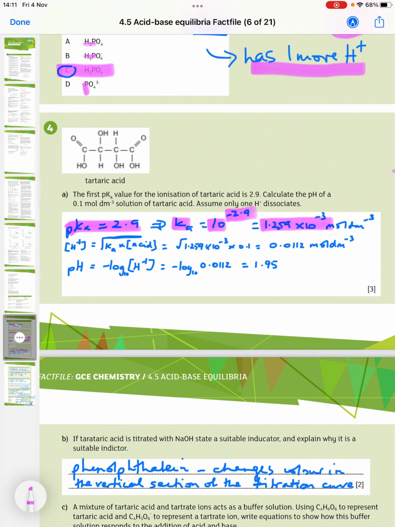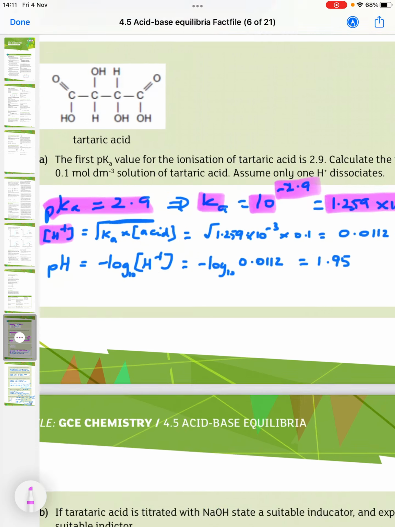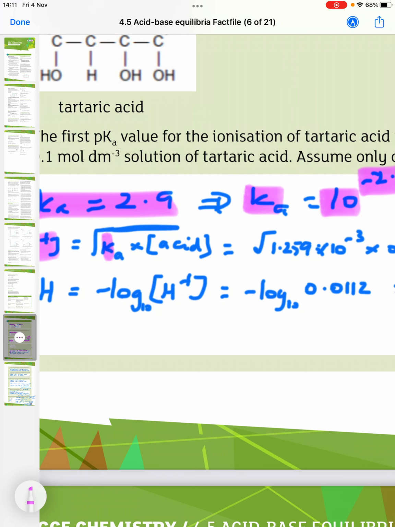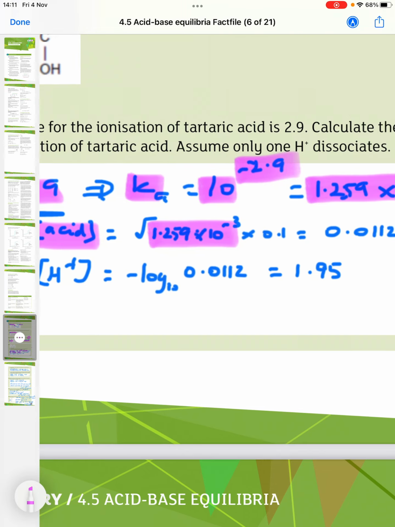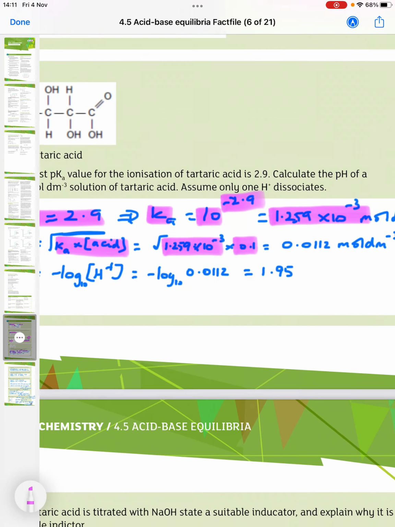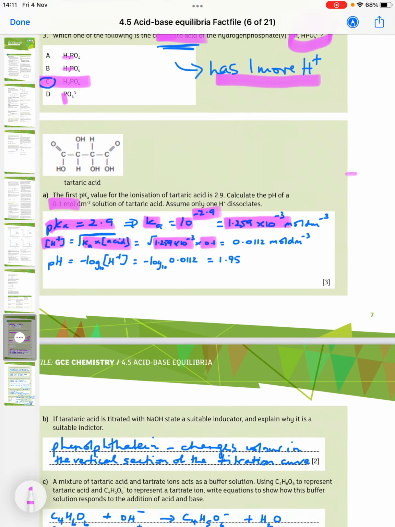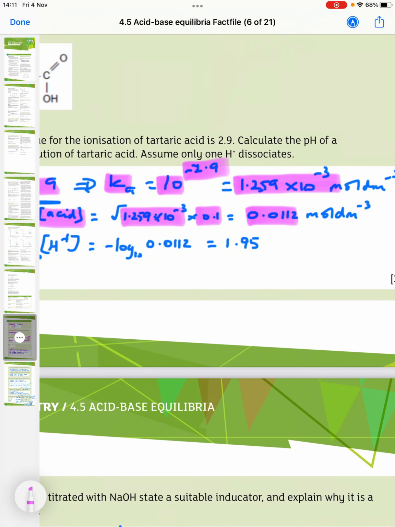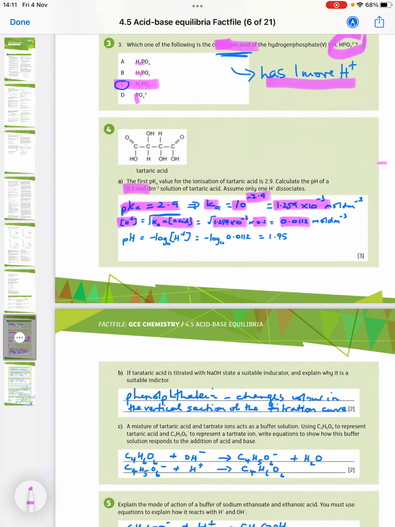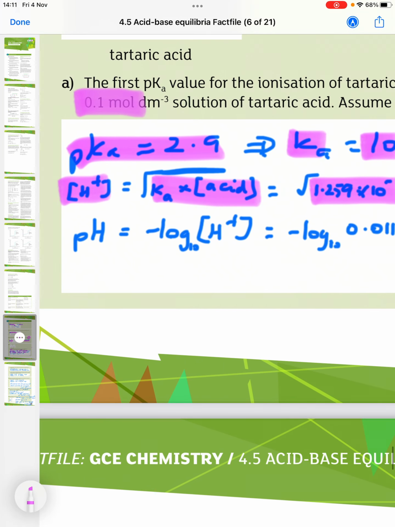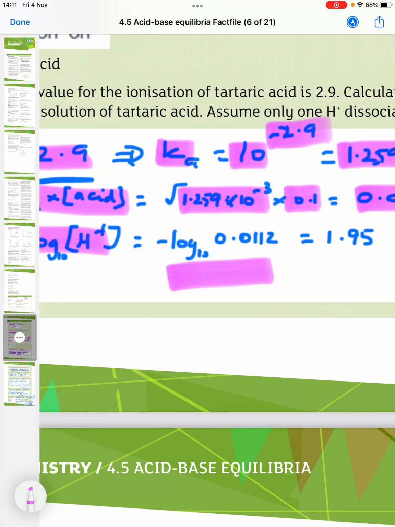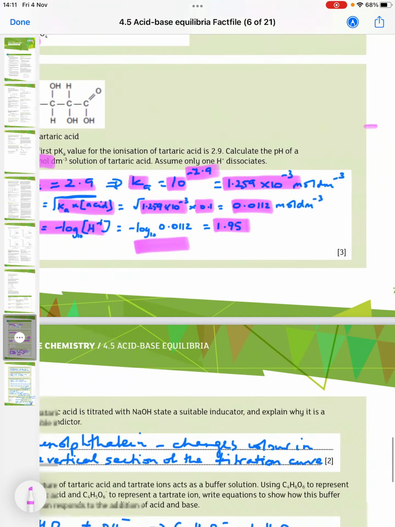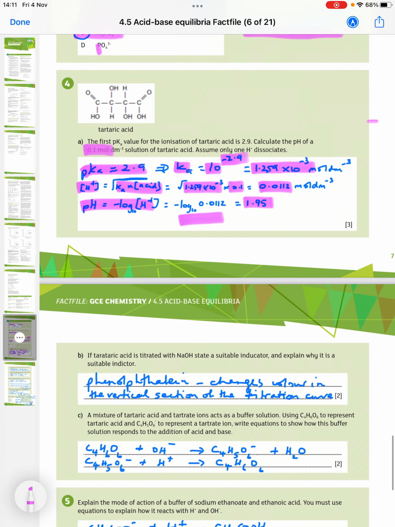Well, that's Ka. And then the hydrogen ion concentration we can work out from the square root of Ka times the concentration of the acid. So we plug those in. We've got 1.259 by 10 to the minus 3, which we found in the last step, times 0.1, which is here in the information that you're given, and that gives 0.0112 mole per dm cubed. And then we plug that into pH is the negative log of the hydrogen ion concentration. So negative log of 0.0112, which gives us 1.95. Quite a bit there of calculation, but it's worth 3 marks, so I suppose it's worth it in the end.